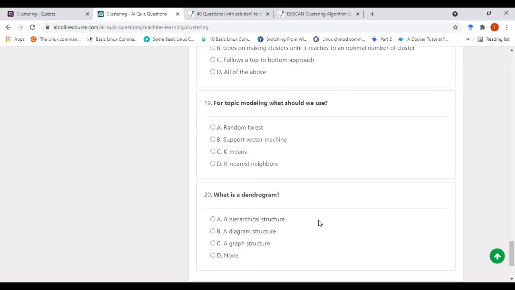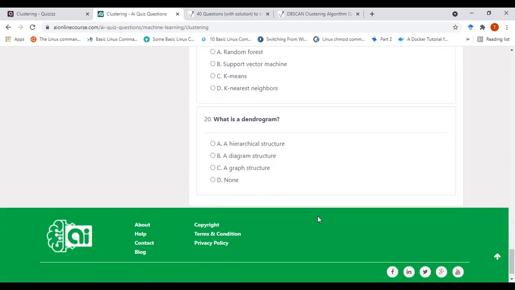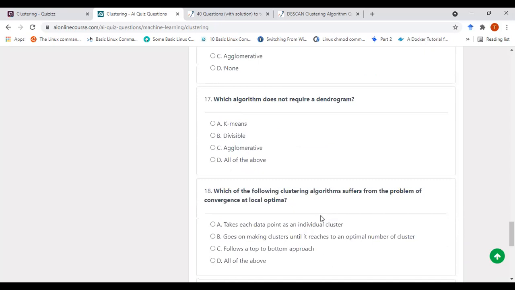Again, for topic modeling, we should use, I think, all of them. Achha, KV, theek hai. But if the dendrogram chale, ye to khair. Ab, please listen carefully.